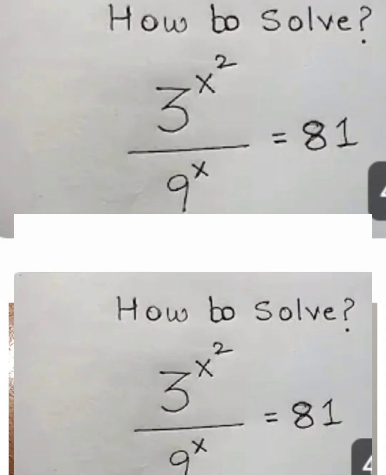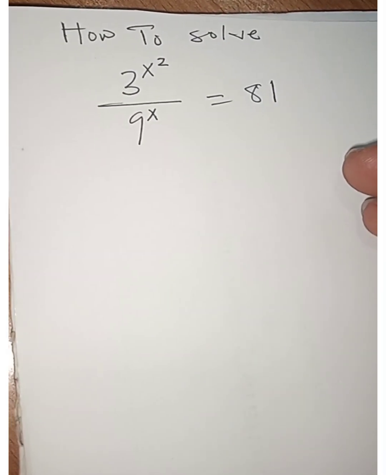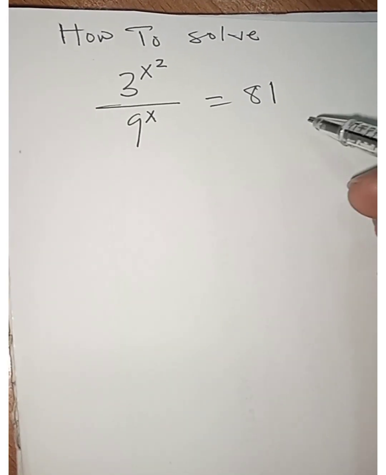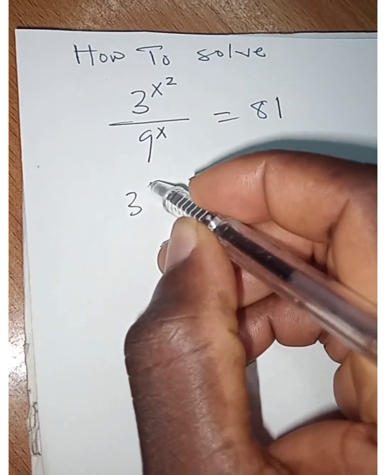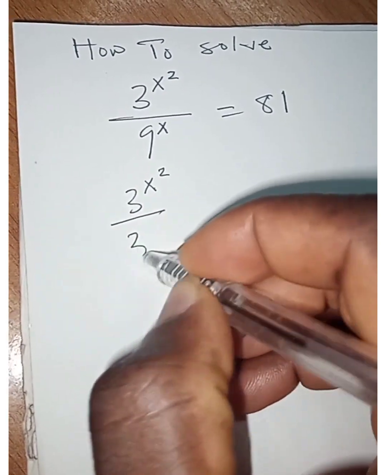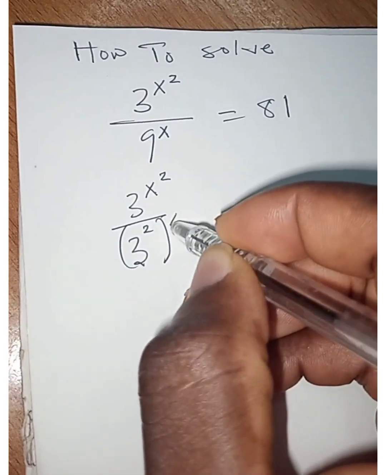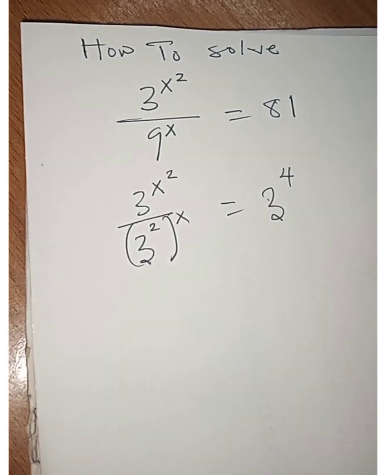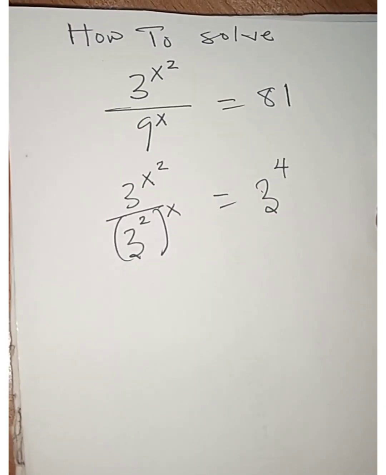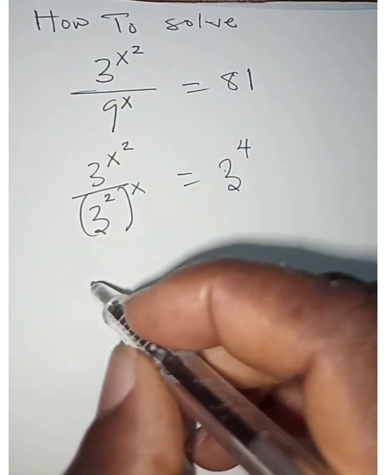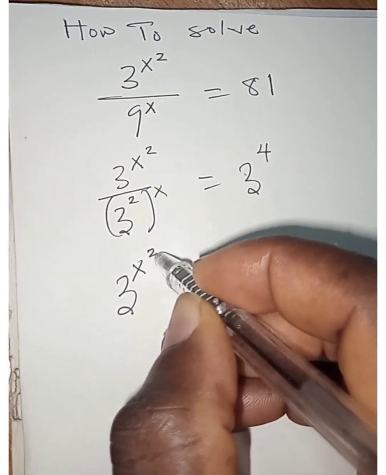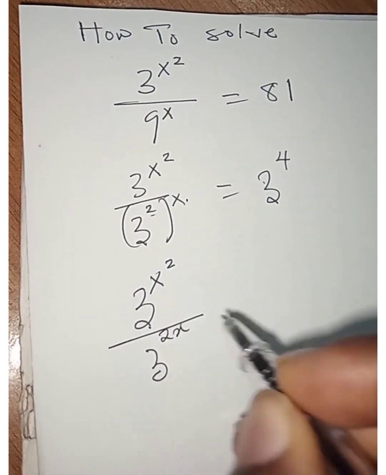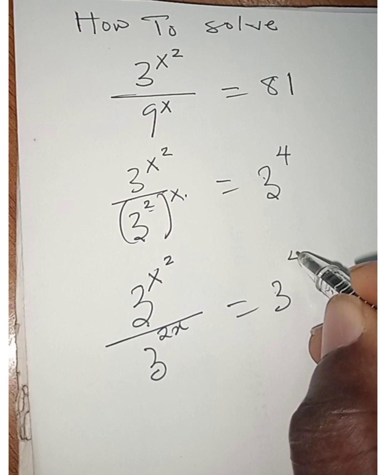We are looking at how to solve (3^x)^2 divided by 9^x equals 81. First, we write (3^x)^2 equals 3^(2x), and 9 is 3 squared, so 9^x is 3^(2x). 81 can be written as 3 raised to power 4, that is 3 times 3 times 3 times 3, four times, gives 81. So we can write this as (3^x)^2 divided by 3 raised to power 2x equals 3 raised to power 4.